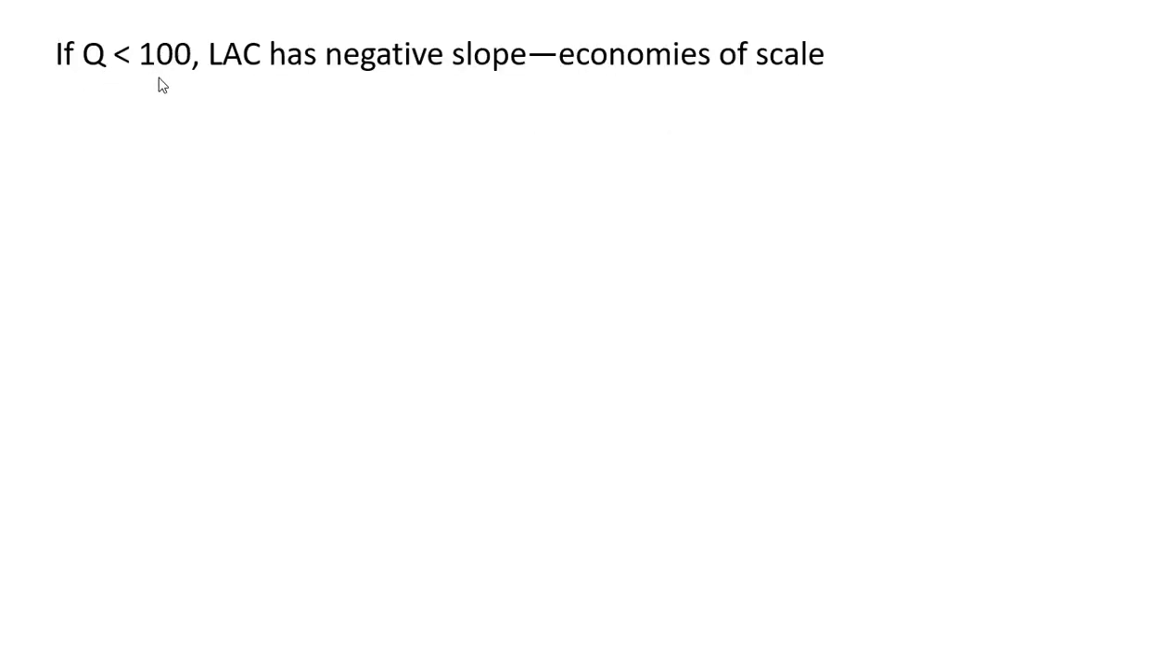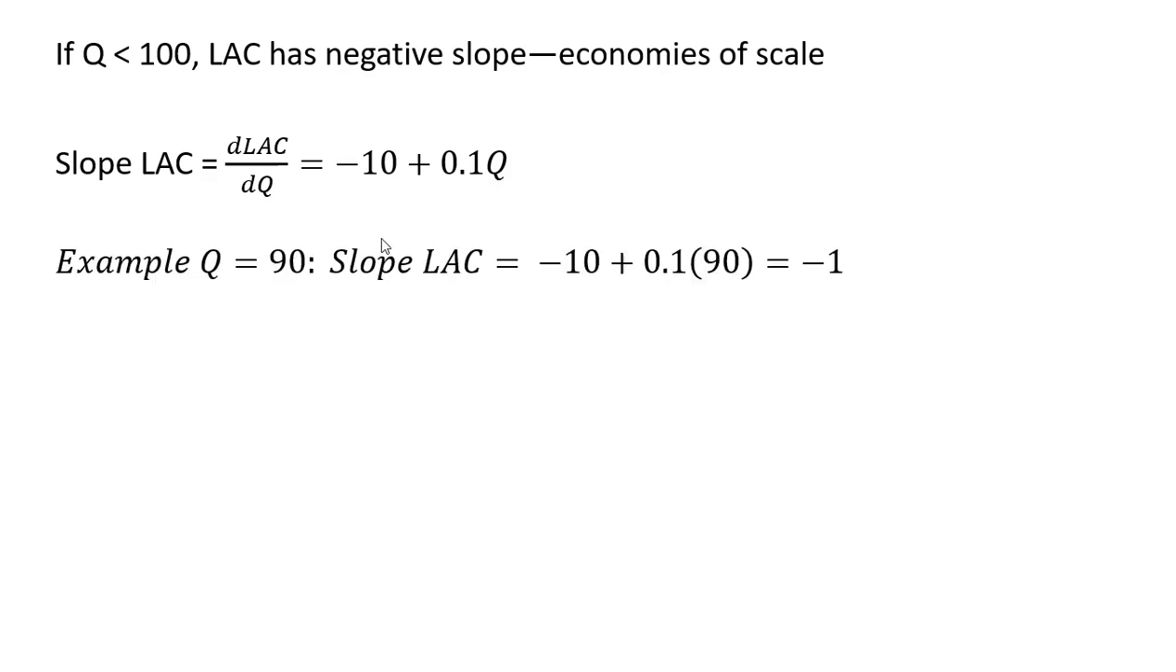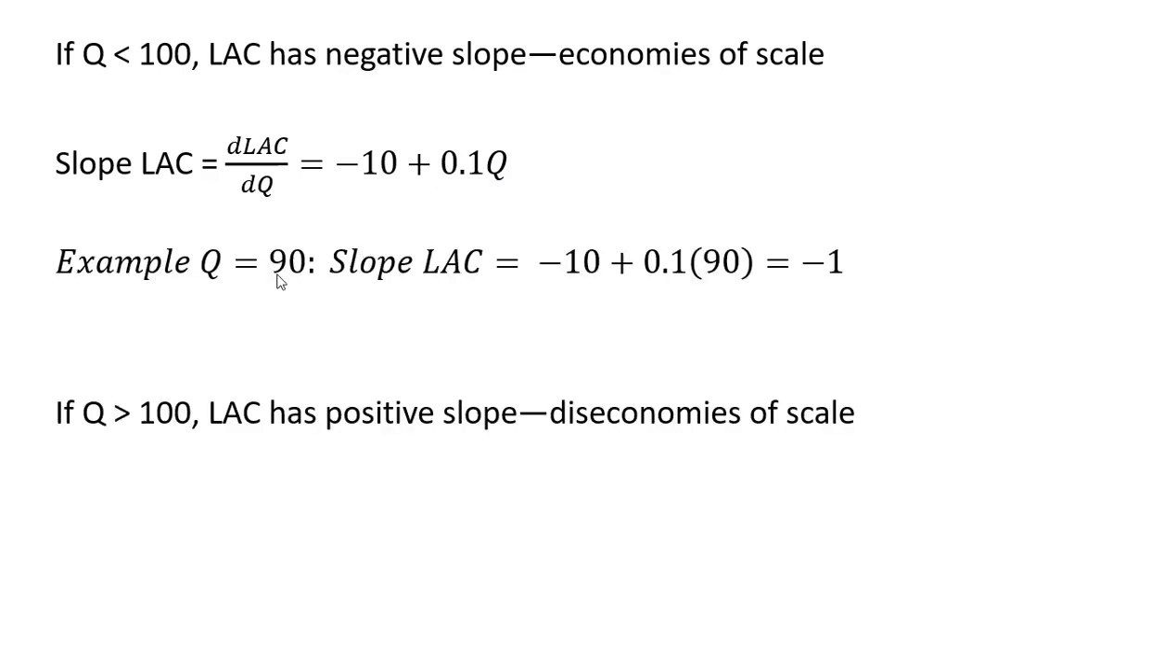If Q is less than 100, long-run average cost has a negative slope, and this would be consistent with economies of scale. So take the slope equation that we found on the last slide, and for example, if Q is 90, we plug that into our slope equation and we get minus 1. So at Q equals 90, the slope of the long-run average cost curve is minus 1. This means we're dealing with economies of scale. Anytime Q is less than our minimum point on the long-run average cost, and our minimum point was Q equals 100, we're going to be dealing with economies of scale.